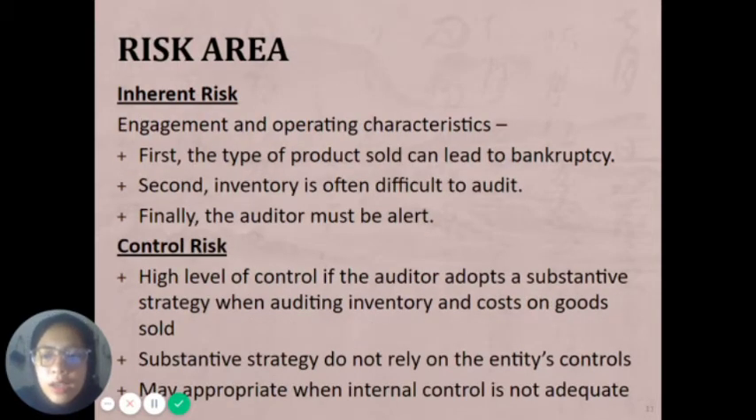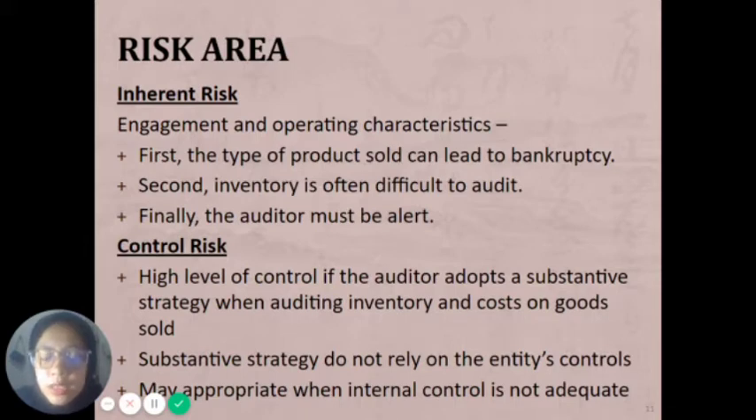For risk areas, inherent risk, engagement and operating characteristics, the first one is that the type of product sold can lead to bankruptcy. For example, Fine Jewelers Incorporated has inventory that is diamond. Diamond is very small and valuable, so it is easy to be stolen compared to large inventory. Second, inventory is often difficult to audit because there is so much inventory that needs to be counted. Finally, the auditor must be alert all the time.